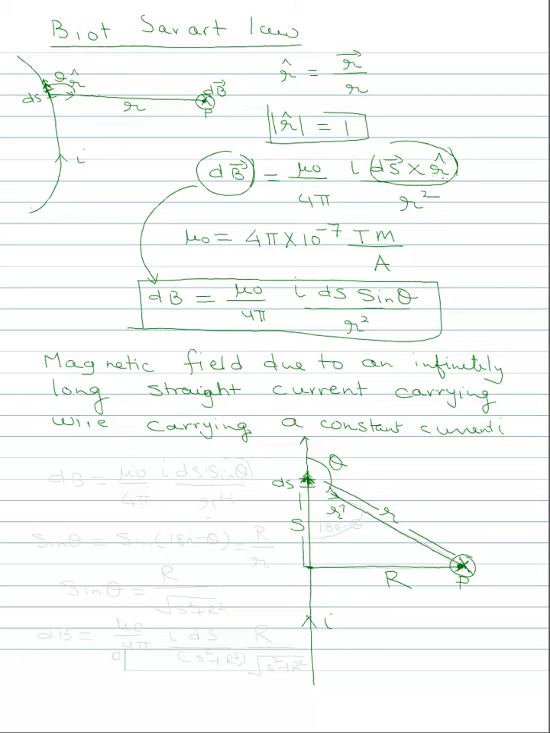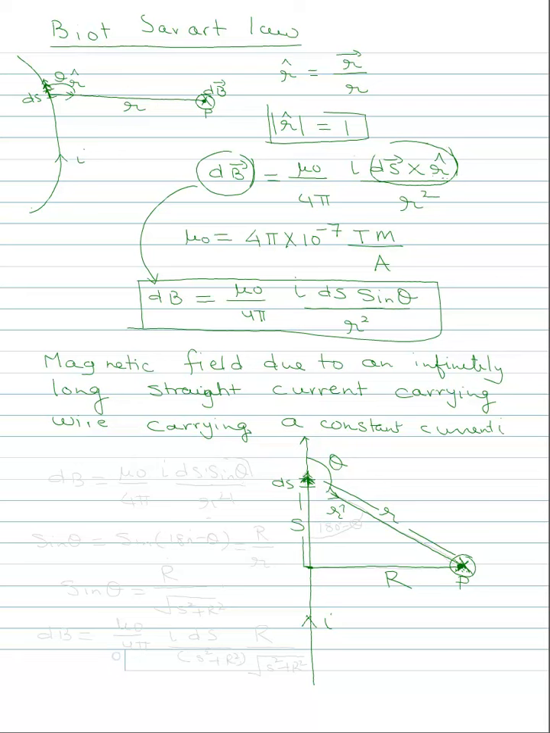And notice that no matter where we choose the ds, whether we choose it here, here, here, anywhere, the direction of magnetic field will always be ds cross r hat, and it's always going to be into the paper here. So that means all of these magnetic fields will add up, and the net magnetic field can be found due to the whole wire by doing an integral.